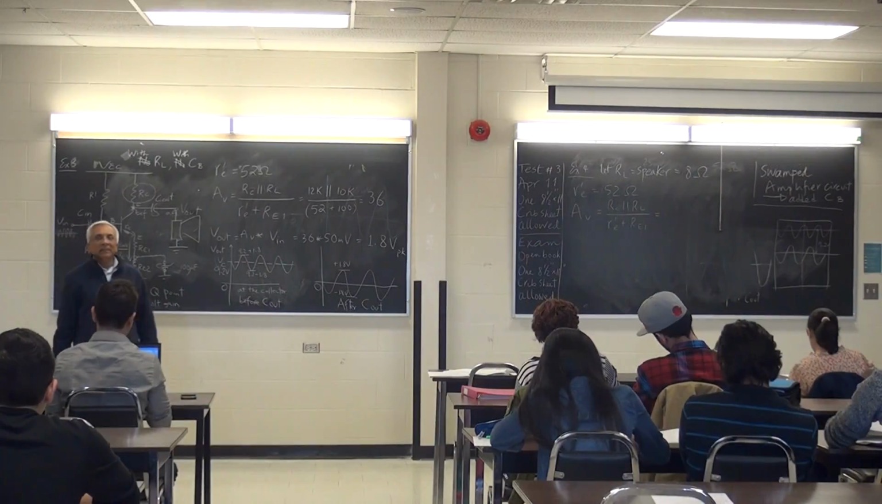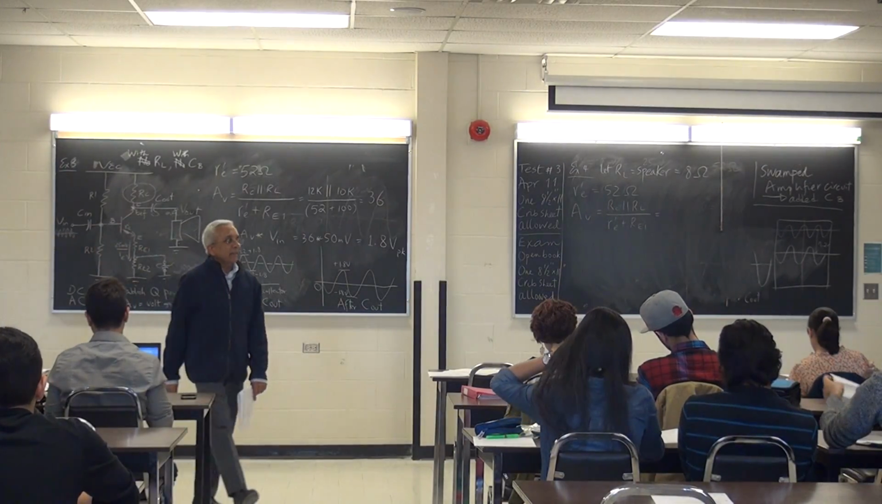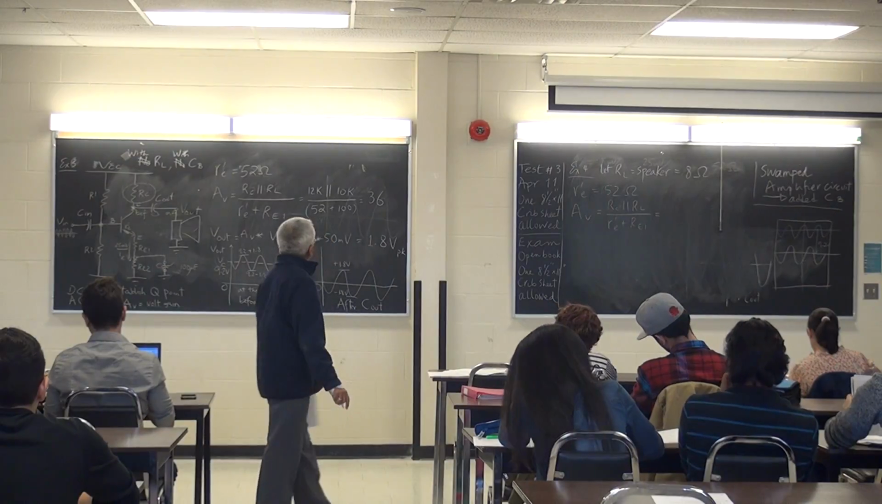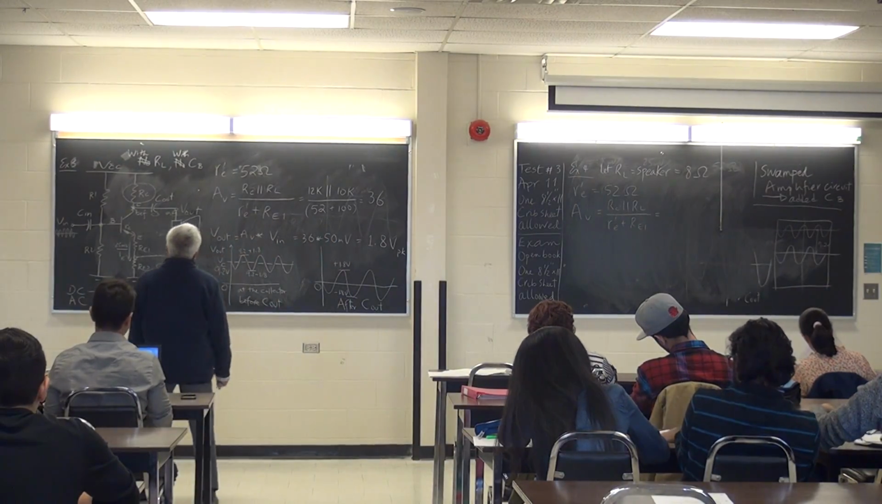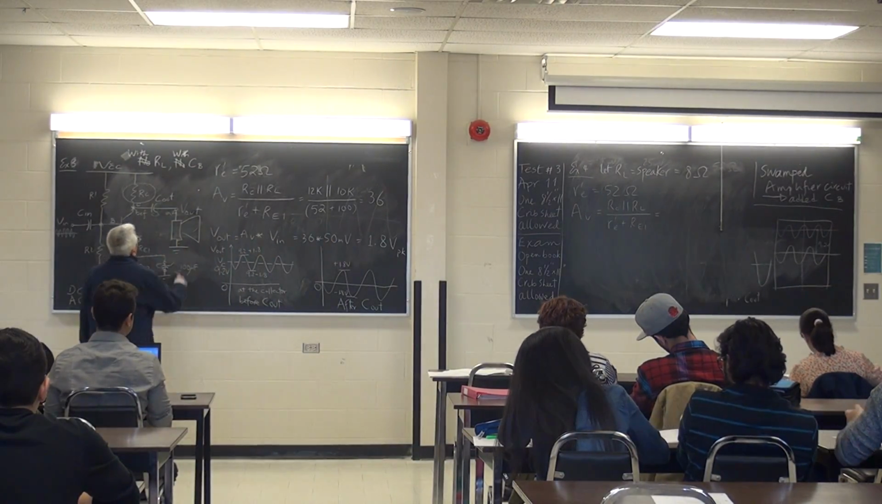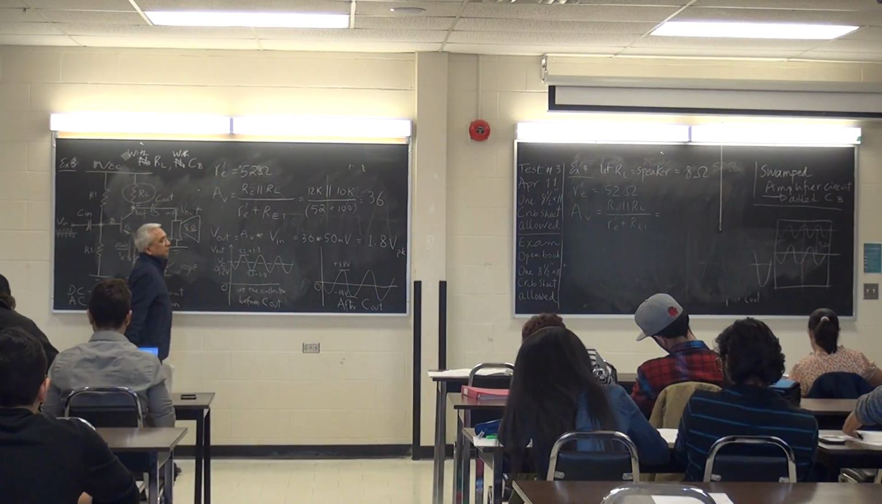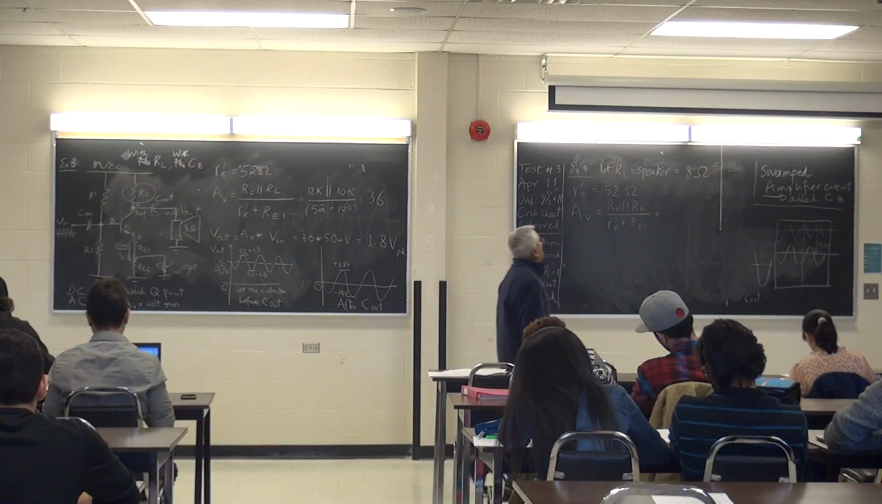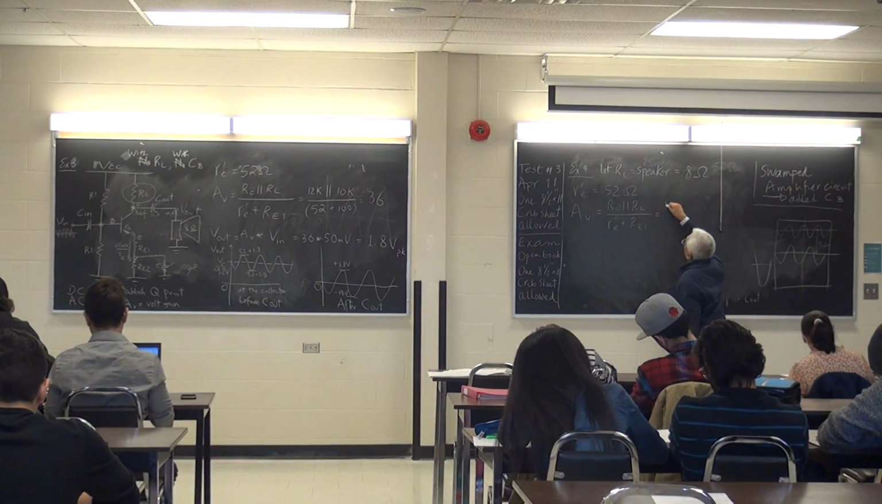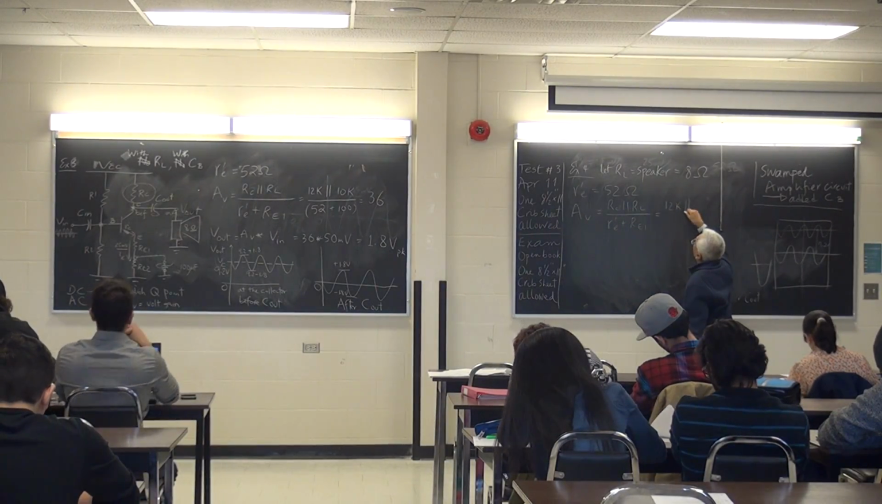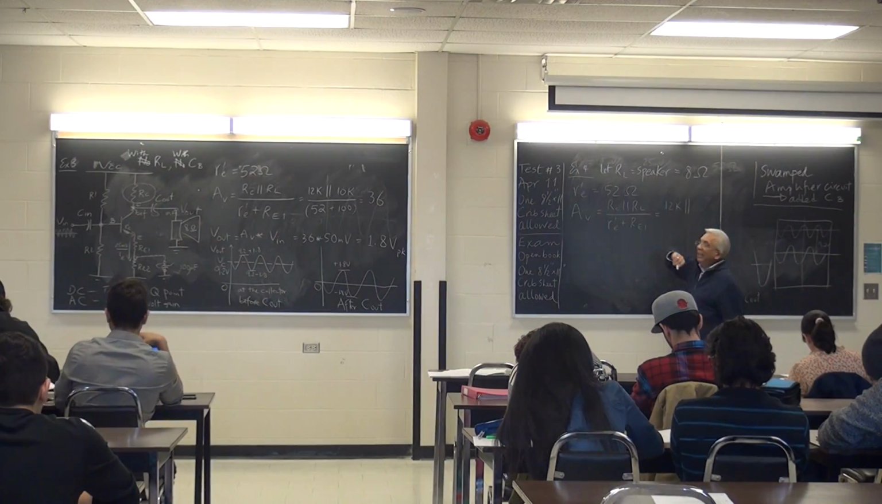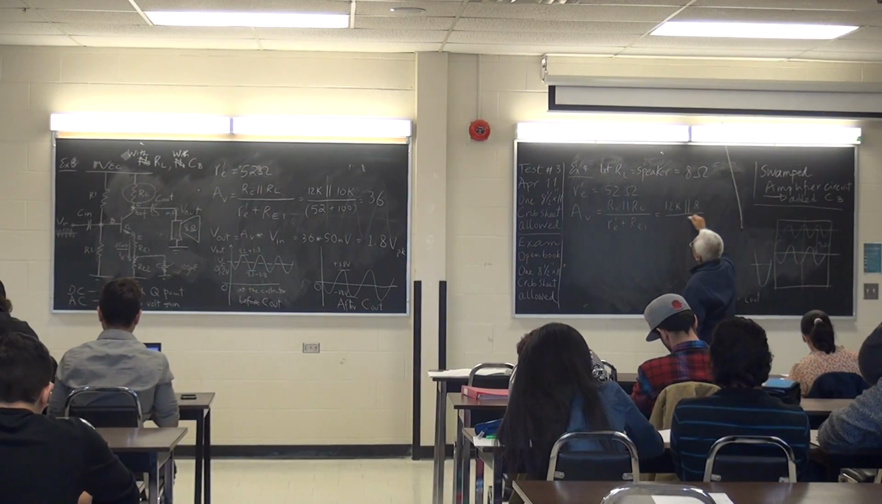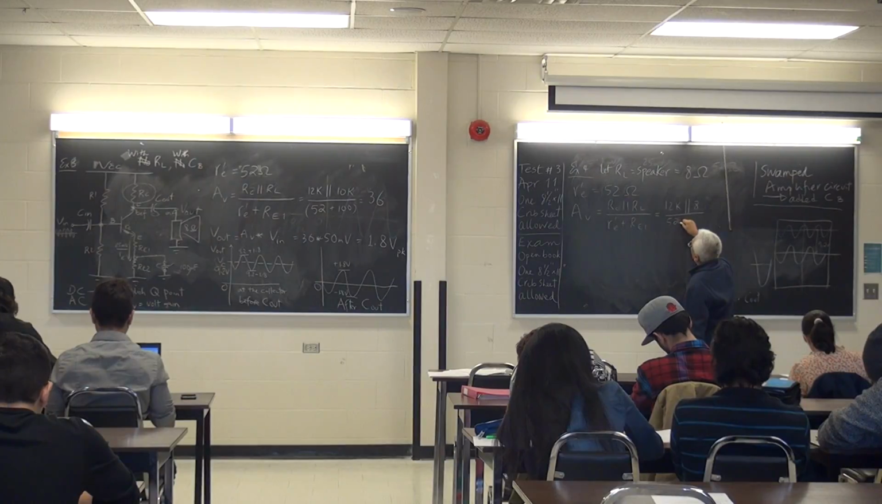This is what I'm saying. I'm going to connect a speaker here. 8 ohms. So RC is how much? 12K. RL is how much? 8. Divided by 52 plus 100.